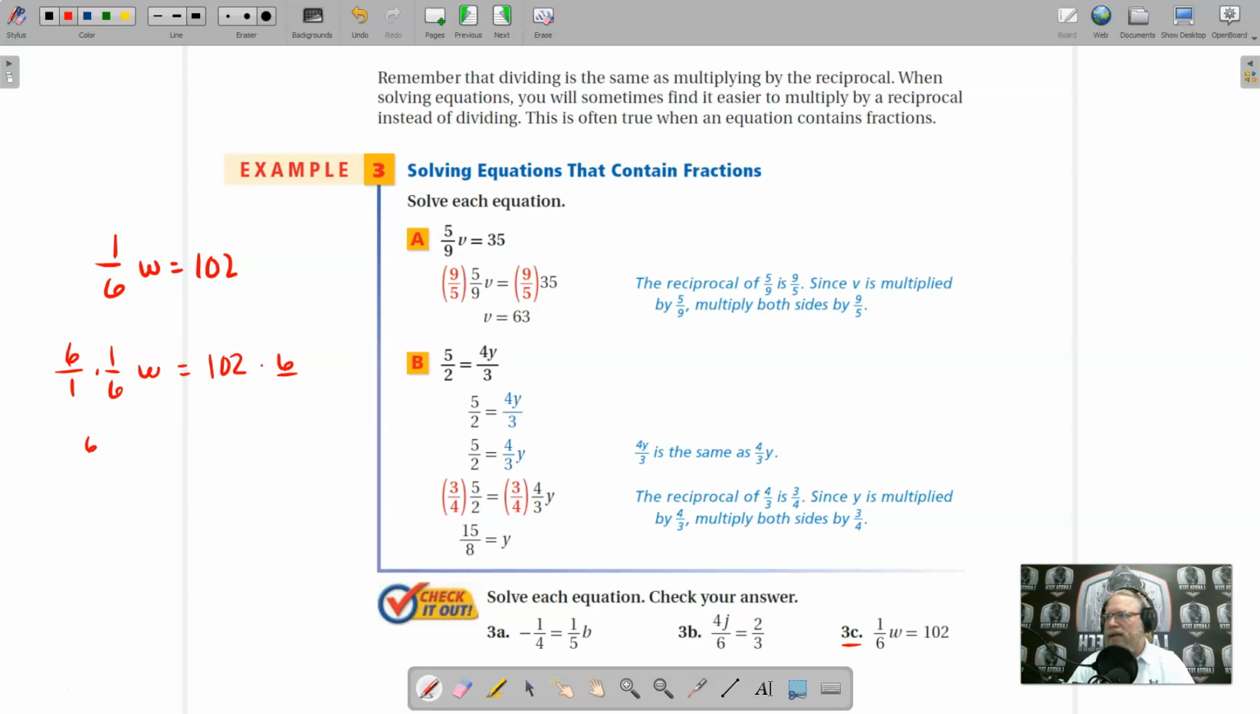This would end up being 6 over 6, which would end up being 1. 1 times w is just w, so those cancel each other out, right? We just end up with a w. And 102 times 6 is 612. So in this case, w equals 612.